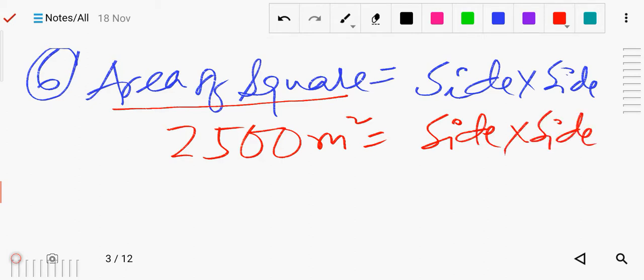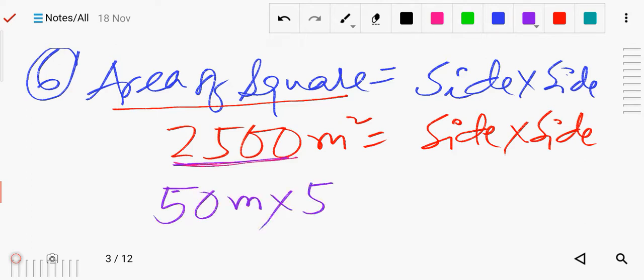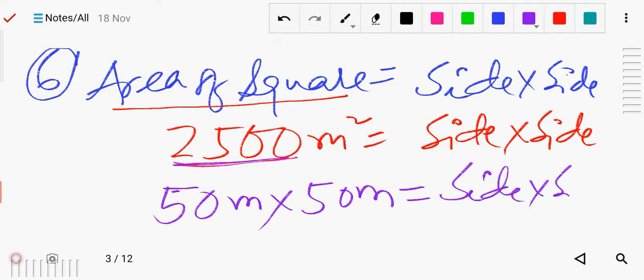Now can we write this 2500 in two parts? Because you have to find the square root of this 2500. If you know how to find the square root, then fine. Otherwise you can write it in two equal parts. So we can write 50 meter into 50 meter. If you multiply 50 into 50, you will get the same 2500 meter square. So now this is again side into side.